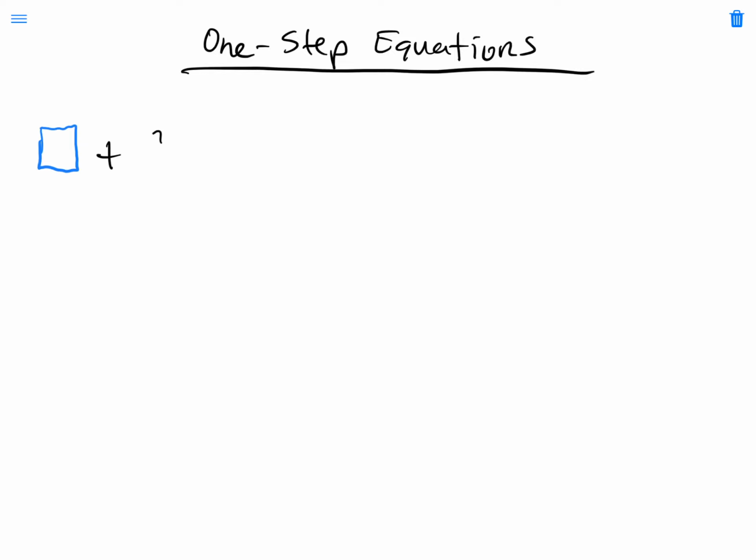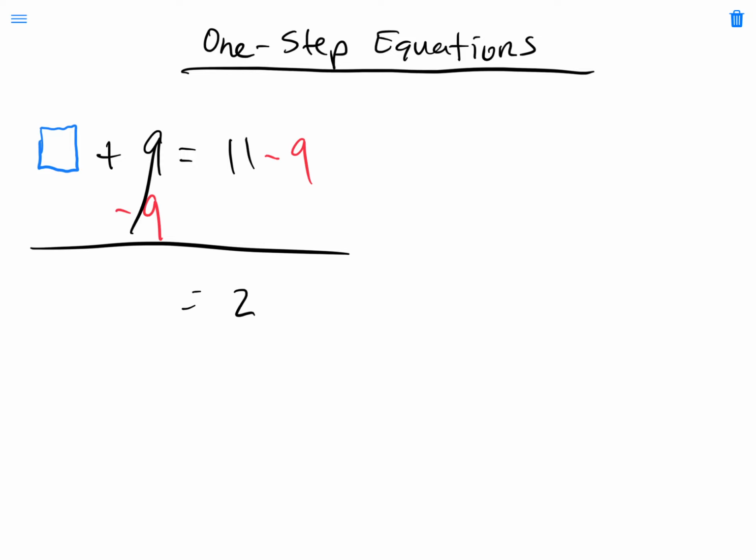say a box plus 9 equals 11. So essentially you're saying what number, which is the box, plus 9 is 11. Okay, well, the way to solve it is to do the opposite of adding 9, which is you would subtract 9 on both sides. That's the part that you guys have been actually doing. Of course, 11 minus 9 is 2.